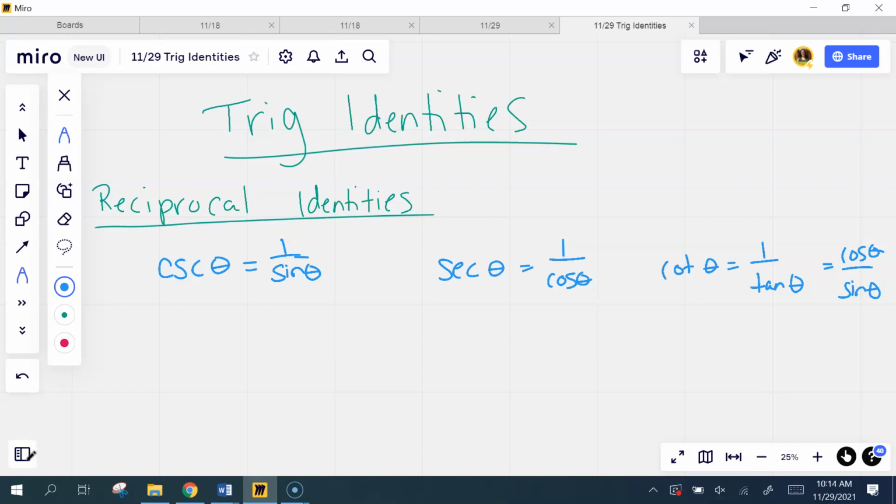Now, with this in mind, I could also write this the other way. I could say that the sine of theta is equal to 1 over cosecant theta. I know, it's a lot. It is a lot. The cosine of theta could be written as what? 1 over secant theta.